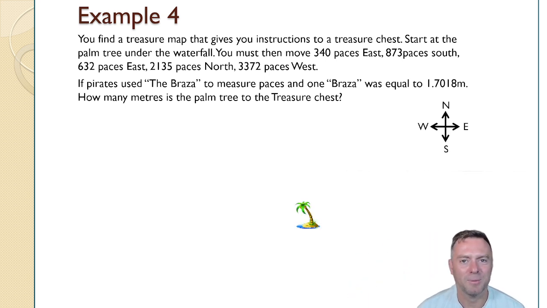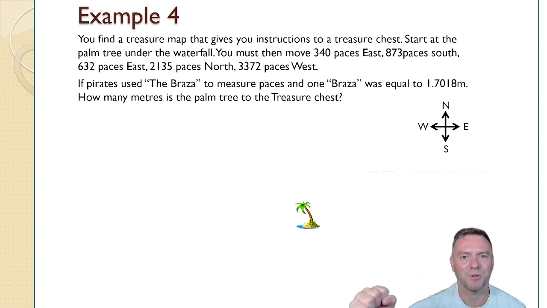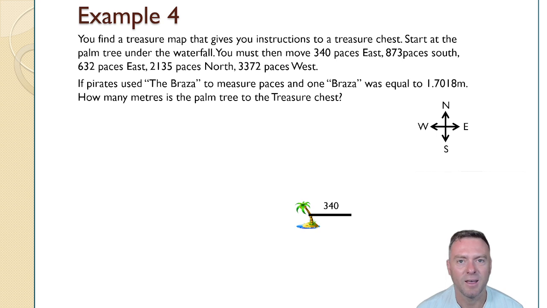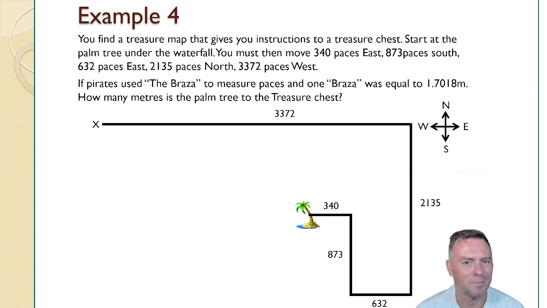Cool. So what happens is we should know never eat soggy Weet-Bix. So north, east, south, west. And basically we want to work out which way to go. If we're at this palm tree, first of all, we want to go 340 paces east. Then we want to go 873 paces south. Then we want to go 632 paces east. Then 2,135 paces north. And then lastly, 3,372 paces west. Now, this question was asking how far away the treasure chest was from that original location. So we started there. You would have this red line, which is the distance.